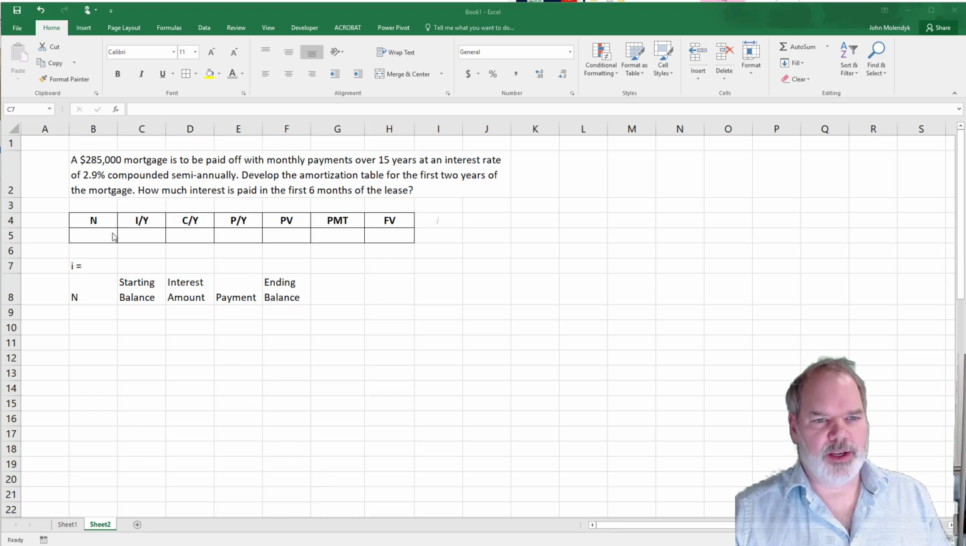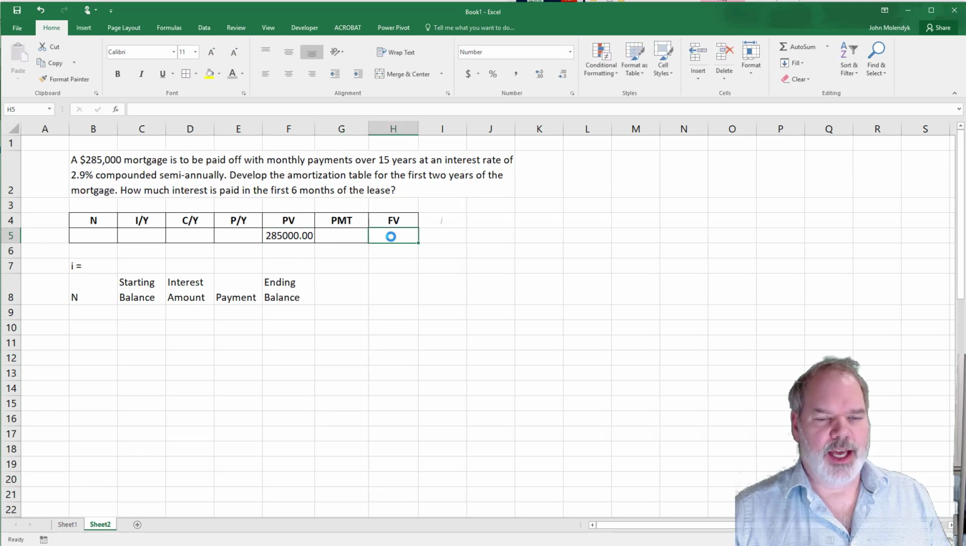We put the same values in our calculator. So you have a $285,000 mortgage, so our present value is $285,000. And because it's a mortgage, again, at the end of the loan, we're going to owe zero. So after 15 years, we're going to owe zero, with monthly payments for 15 years.